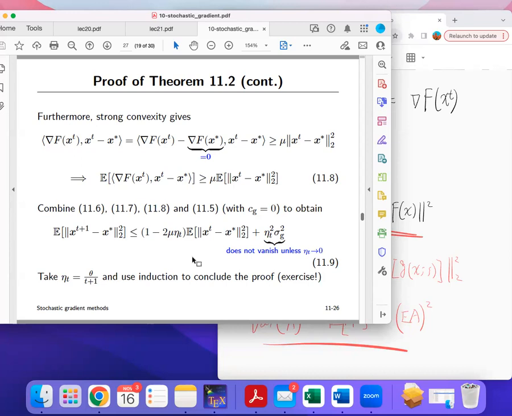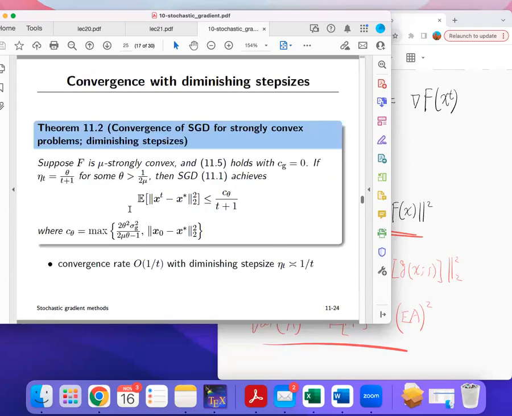Now the rest of the proof is an exercise. Basically, this is a recursion. This is something related to t plus 1, and this is something related to t. So you unroll this recursion, and we know the step size eta t is theta over t plus 1. So you unroll this recursion and do some calculations. In fact, you can use induction to easily prove the claim. So based on solving this recursion, we can get that convergence rate.